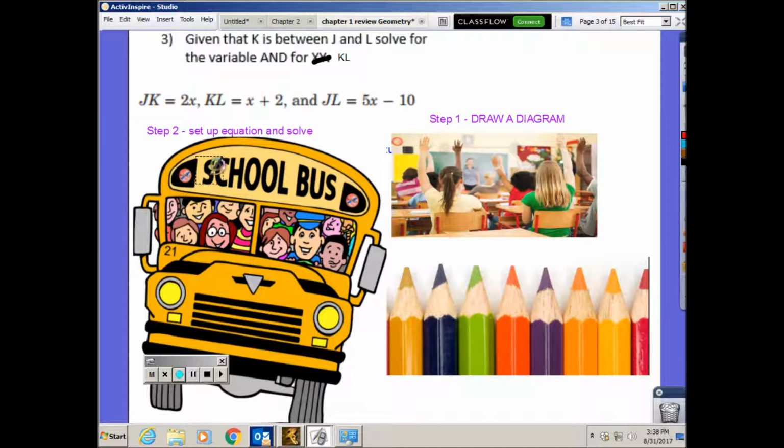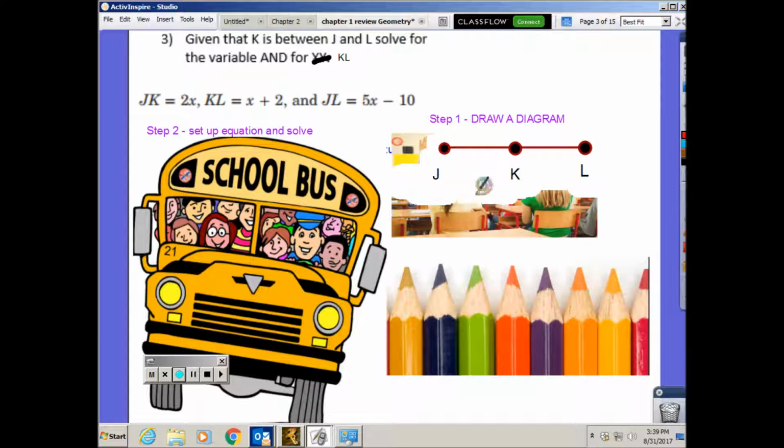So the first thing I would say is to draw a diagram. I have J and L as a line segment with point K somewhere in between. So I drew a line segment. I labeled the endpoints of the segment J and L, and I put K somewhere in between. So now I can set up this equation.